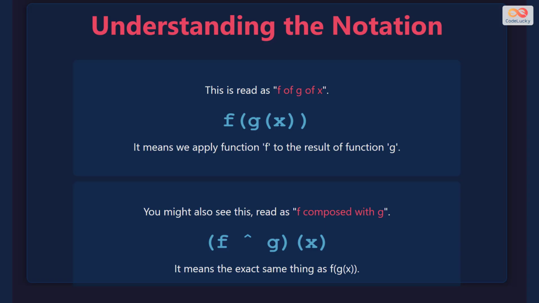In math, we have a specific way to write this process. The most common notation is f, parentheses, g, parentheses, x, close parentheses. This is read as f of g of x. It tells us to put the function g of x inside of function f. Another way you might see it is with a small open circle, which looks like f composed with g of x. Both of these notations mean the exact same thing.